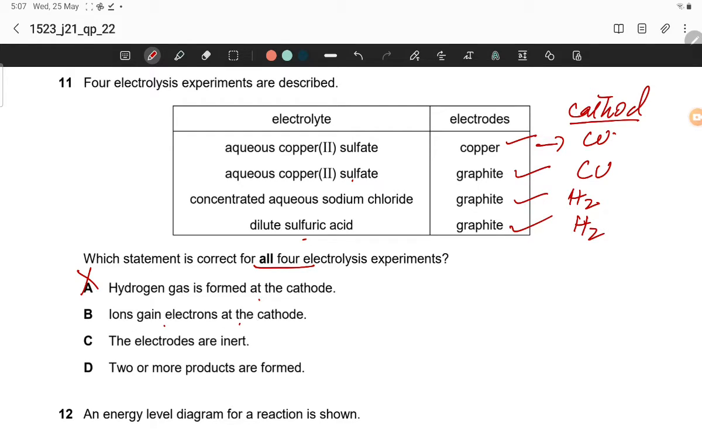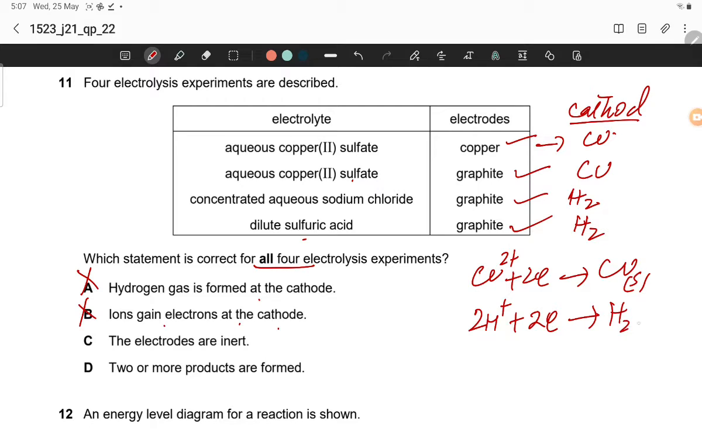Ions gain electrons at the cathode. This is correct because copper ions gain electrons to form copper solid, and hydrogen ions gain electrons to form hydrogen gas. So ions gain electrons at the cathode. This is the correct option. The electrodes are inert. Not all electrodes are inert, because this is a reactive electrode. 2 or more products are formed. Not 2 or more products. 2 electrodes, 2 products are formed.